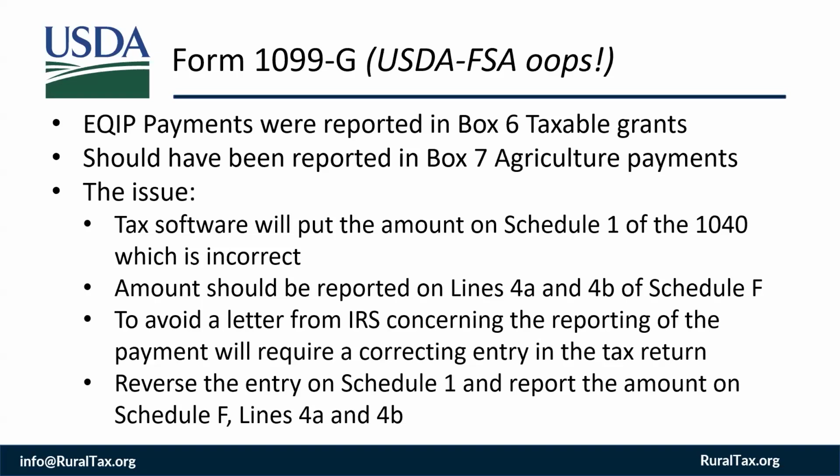Here's what happens though. Most of our tax preparers use software. And that tax software takes the amount that shows up in box 6 as a taxable grant, and puts it on Schedule 1 of the 1040. I'll show you what the Schedule 1 looks like in a moment. So it puts it on the Schedule 1 of the 1040, which is incorrect. This is an ag payment. Again, it needs to go to the Schedule F, reported in 4A and 4B.